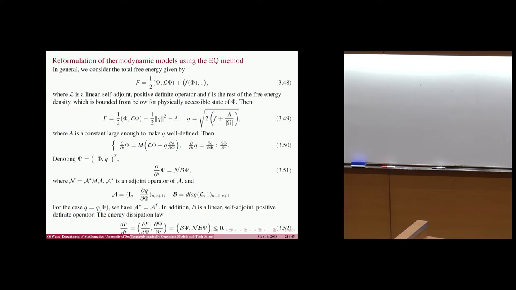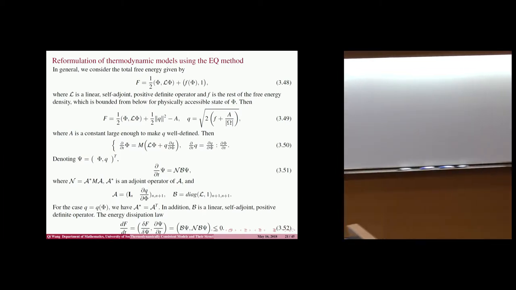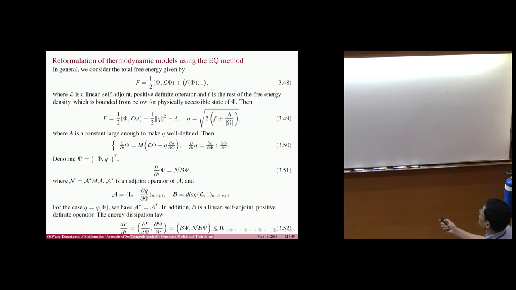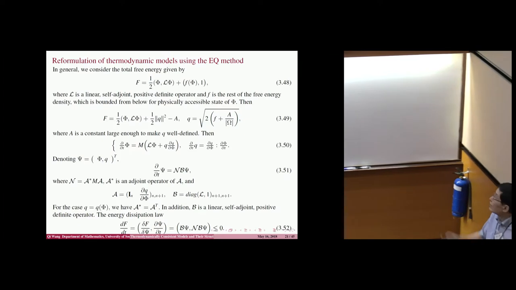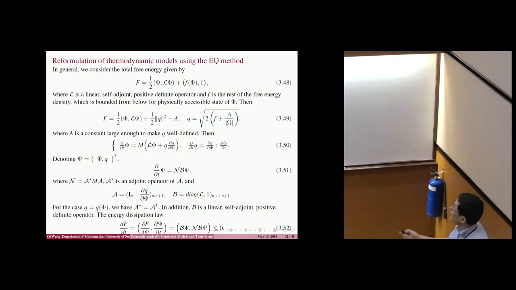Now, let's consider this in a more general setting. For example, consider my free energy in a more general form like this, where this is a linear operator, self-adjoint and positive definite. It can be an integral, that is nonlinear, or a fractional derivative type of operator if you want. And this is the bulk term. This inner product, as in Jie Shen's talk, is defined as the product of f with 1, integrated over the domain. Then you split this into two parts: the bulk part is split into a quadratic term, and this is already quadratic, assuming this is linear.